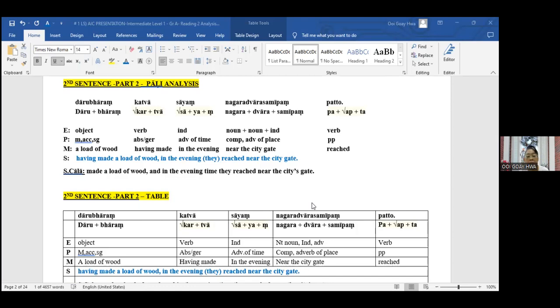Nagar plus Dwara plus Samipam is a noun plus noun and indeclinable. Is a compound word plus adverb of place, near the city gate. Pato is a PP, reached. Having made a load of wood in the evening, they reached near the city gate.